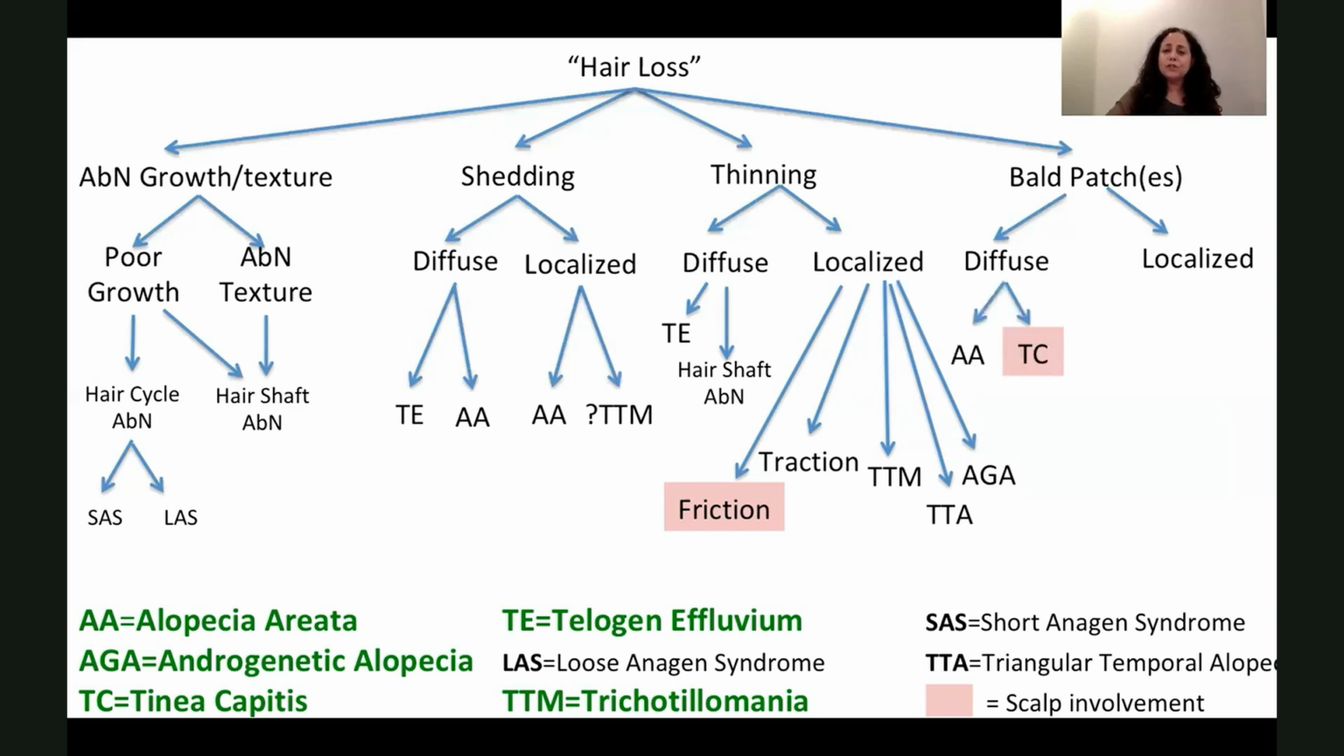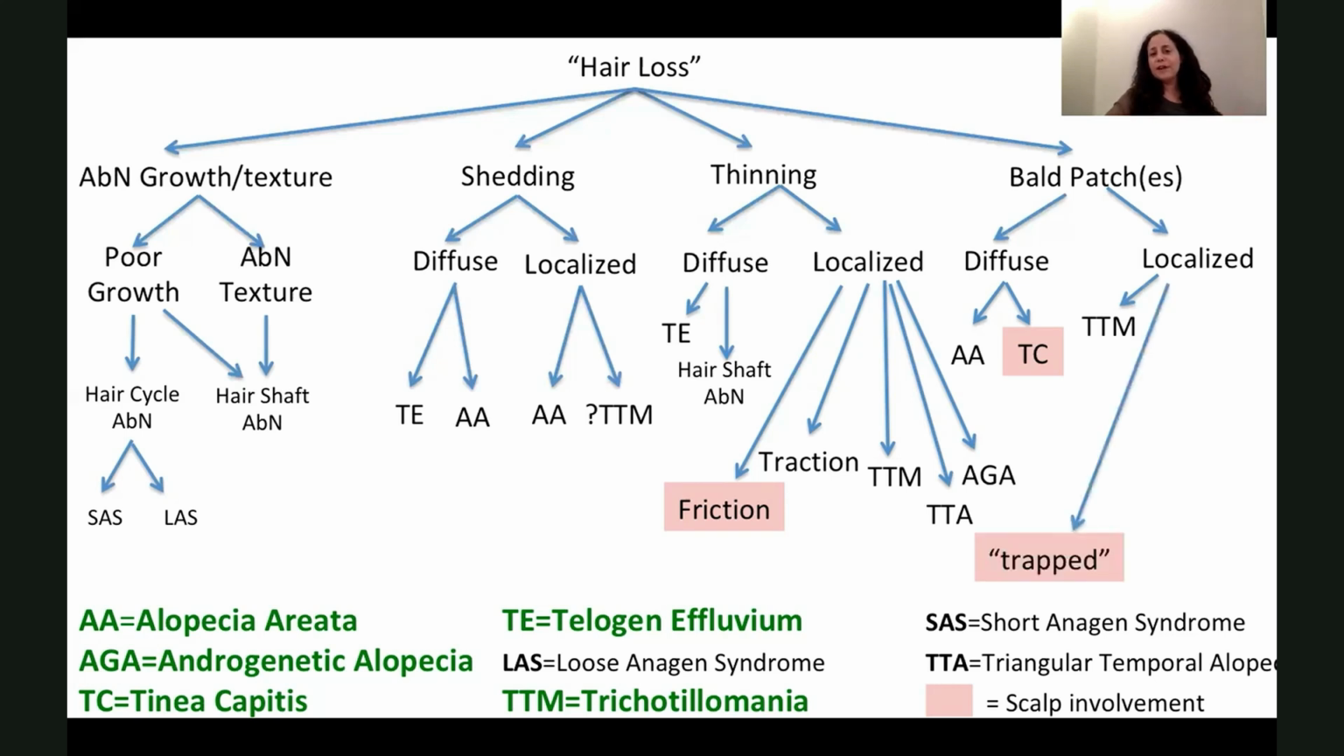The diffuse versions of bald patches can include alopecia areata, which can be quite widespread, and tinea capitis can also produce fairly wide areas of hair loss. I had shown you before that picture of the child who ultimately had scarring alopecia over much of their scalp. Localized bald patches can certainly occur from trichotillomania. It is possible to pick a whole area completely clear.